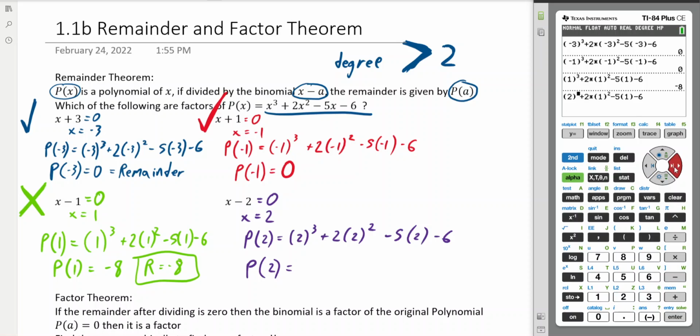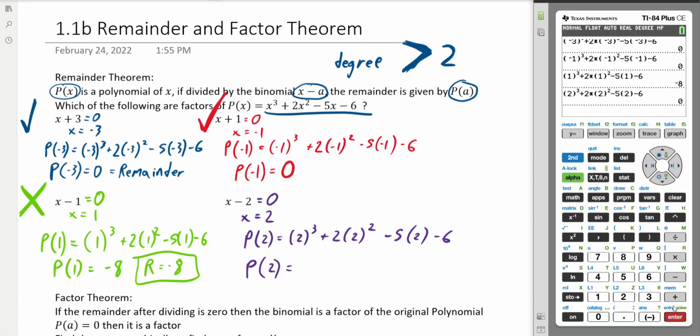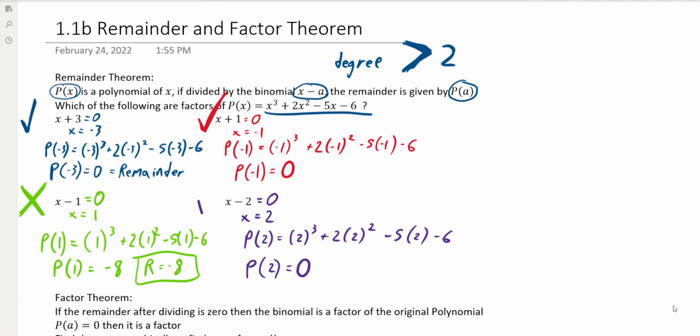So 2, 2, 2. And the remainder is 0, so yes, this is a factor. And you can hopefully notice this. If not, that's okay. Notice it now, please.